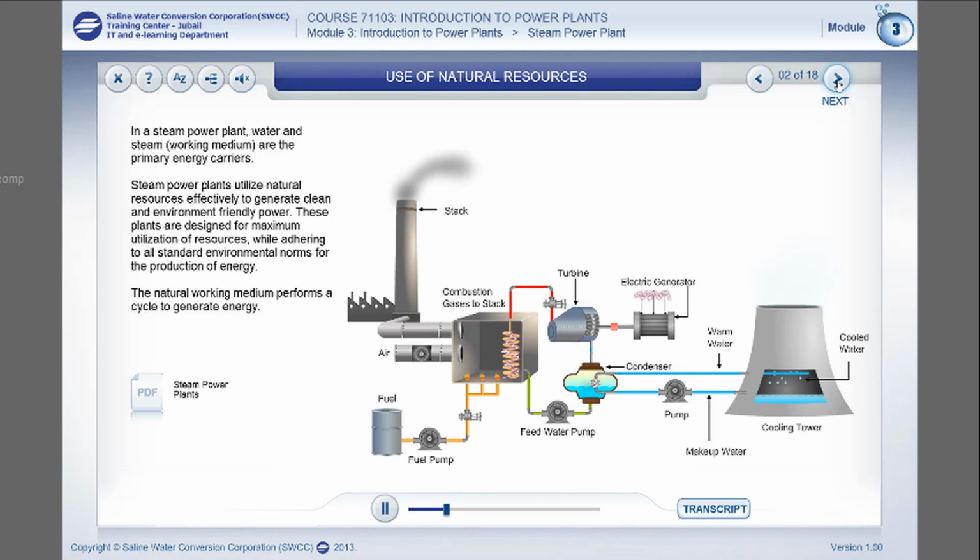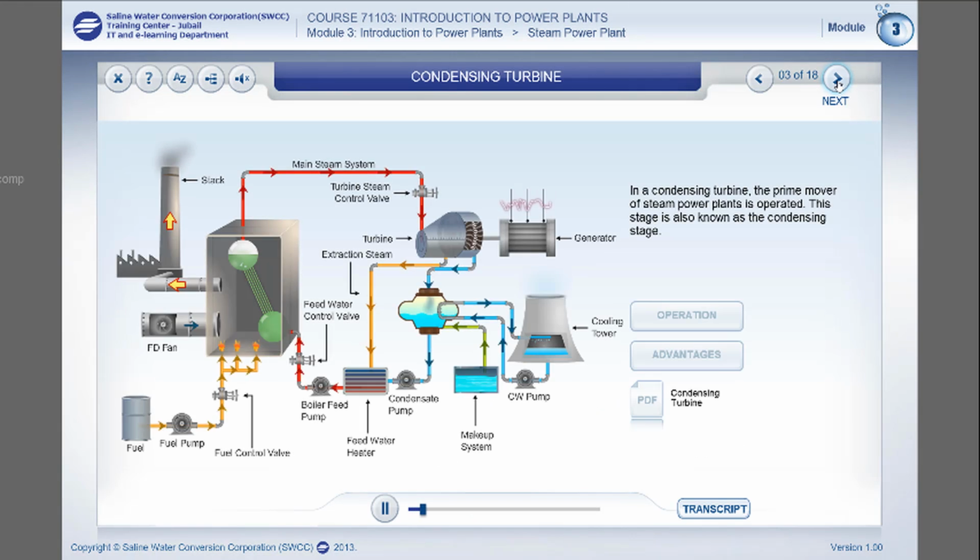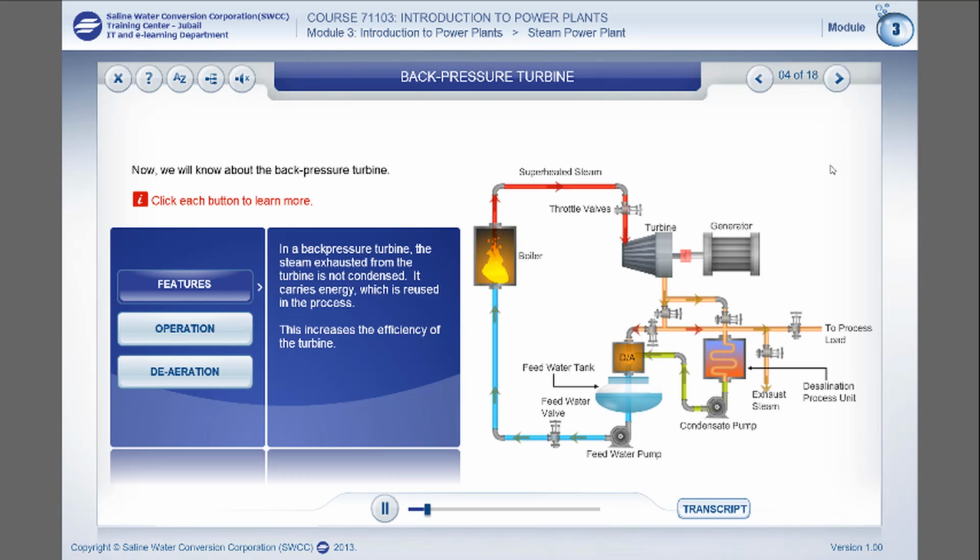In these plants, water and steam are the primary energy carriers and are termed as working medium. Now that we have some idea about the steam power plants, let's look at the condensing turbine that drives these power plants. Now that we have studied the condensing turbine, let us have a look at the back pressure turbine.